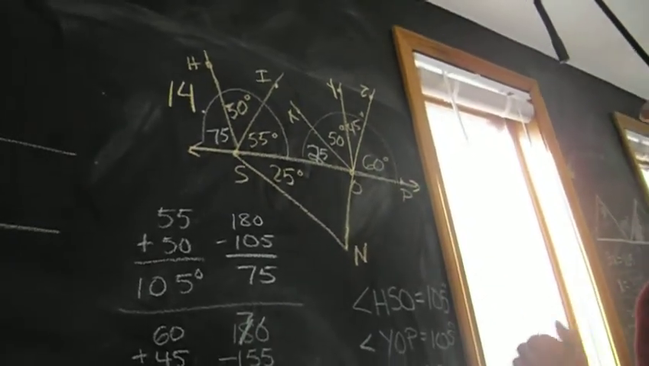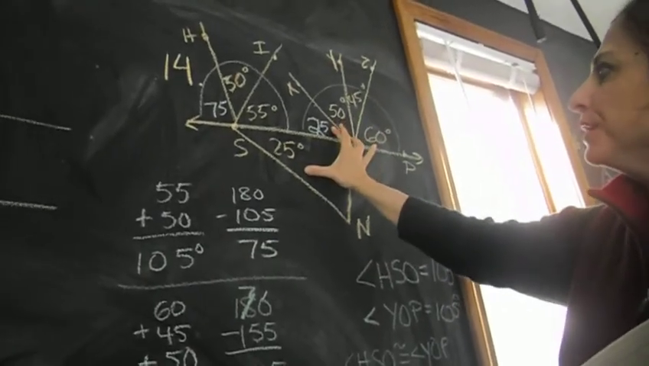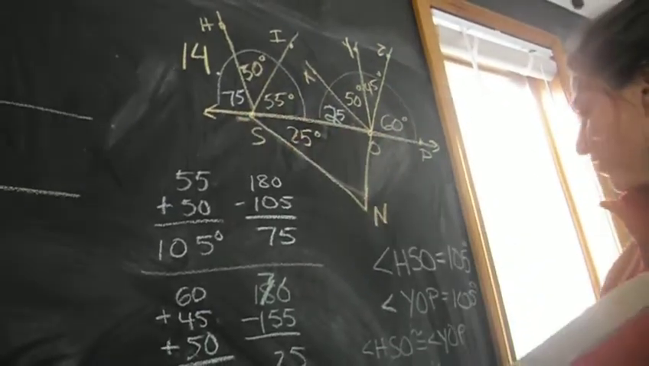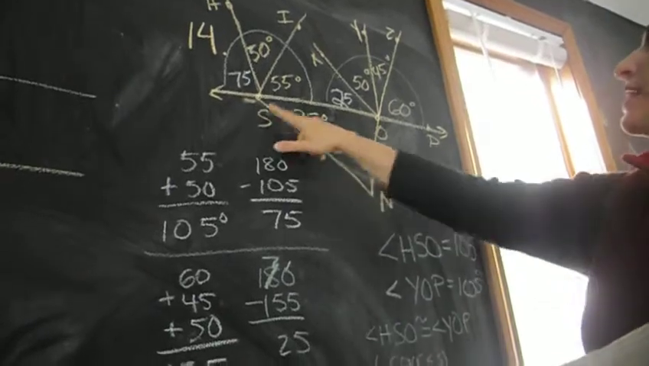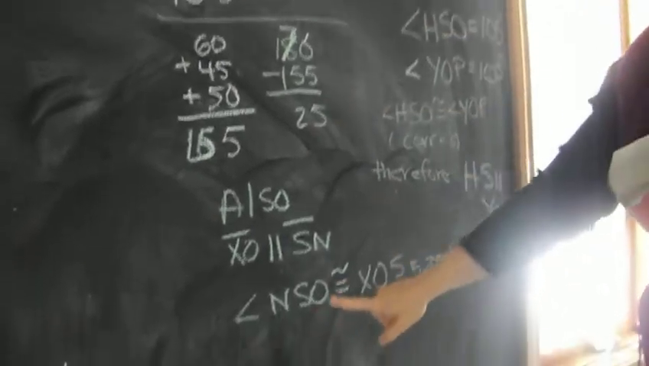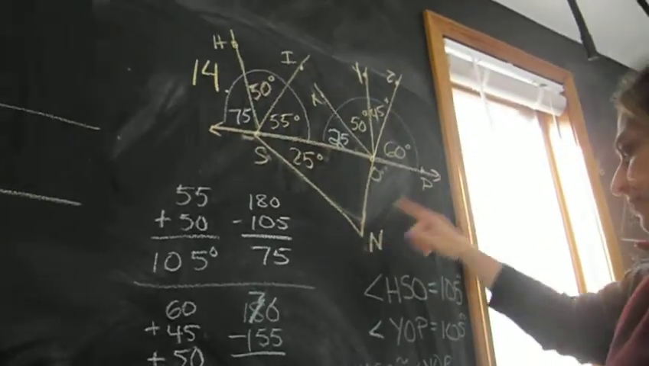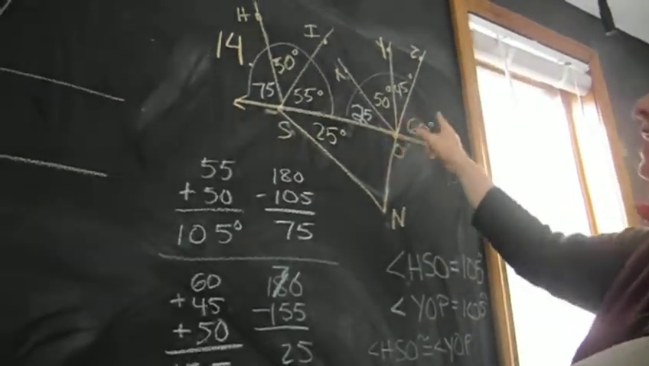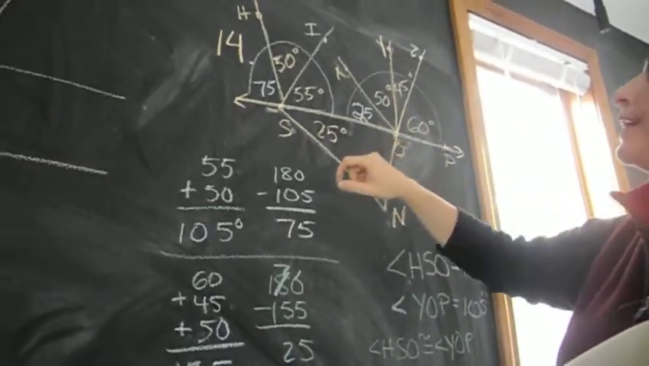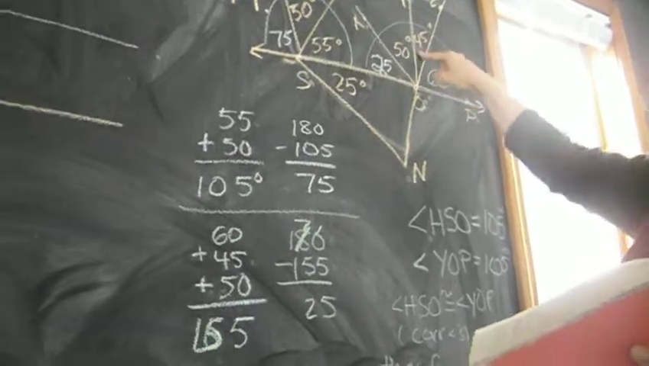Then I started to look at which angles were congruent. And these two are congruent. So if these two are congruent, then these two lines must be parallel with this line being the transversal. So angle NSO is congruent to angle XOS. Those are both 25. So XO and SN are parallel. And then I started playing around with the numbers a little bit, and I noticed that this angle right here and this angle right here have the same measurement. Angle YOP, if you add those two angles up, is 105.